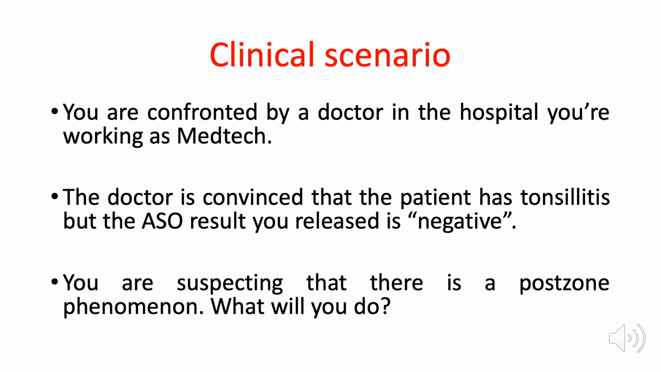Take note, in prozone phenomenon, you can just simply dilute the patient sample. But in postzone phenomenon, you cannot dilute the reagent because every time that you do that, there's a probability that the reagent will be contaminated. So we do not dilute the reagent containing the antigen in the laboratory. So if you cannot do the dilution of the reagent to address the problem of postzone phenomenon, how will you now correct a postzone phenomenon or a false negative result due to postzone phenomenon? Okay, please stop the video and think of a possible answer.